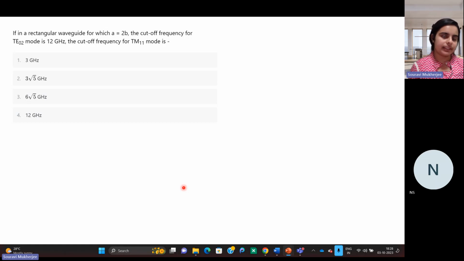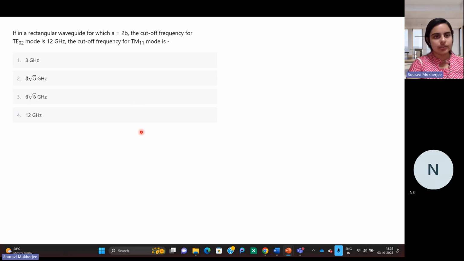So now, if you have a rectangular waveguide where you know how the dimensions are related, A is equal to 2 times B, and the cutoff frequency for the TE02 mode is 12 gigahertz. Okay, TE mn, so here m equals 0, n equals 2, and for that particular mode the cutoff frequency is 12 gigahertz. The question is to find the cutoff frequency for some other mode, which is TM11. How do you find that?